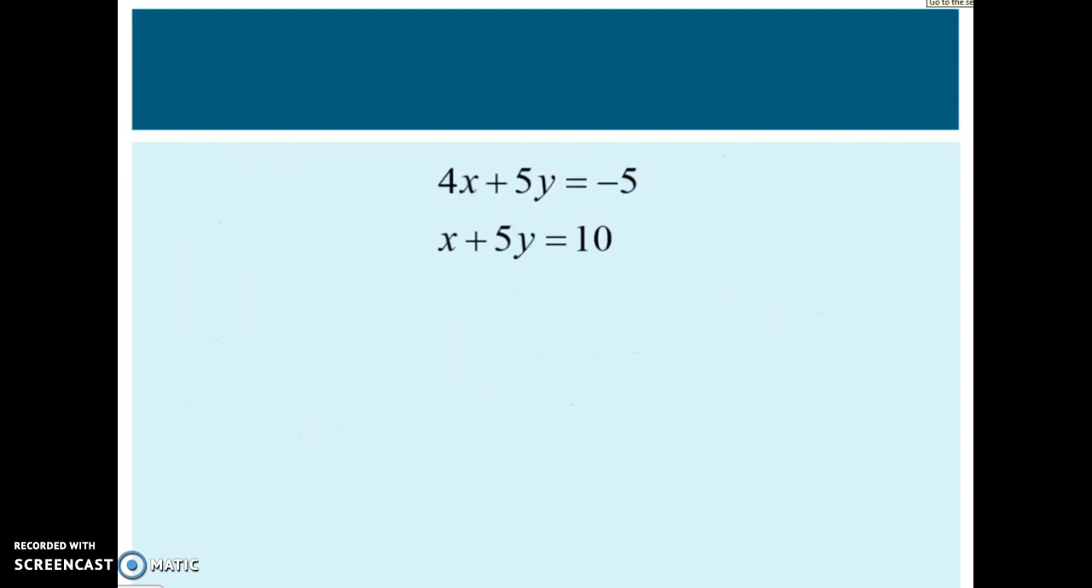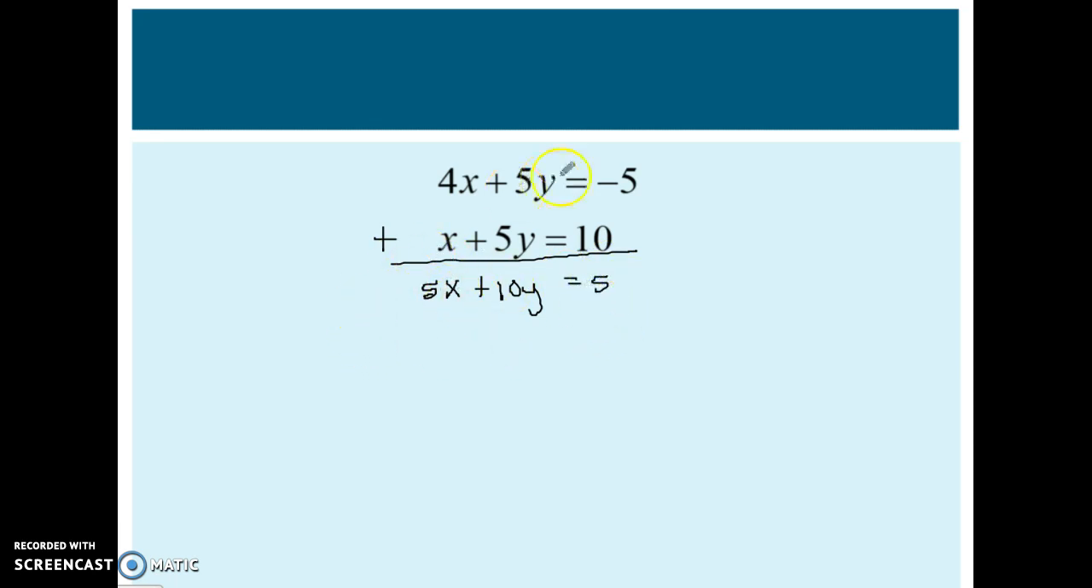Another example, when looking at this one, notice if I were to try to add these two equations as they're written, 4x plus x, I would get 5x. 5y plus 5y is 10y. And negative 5 plus 10 is a positive 5. Notice how nothing canceled out.